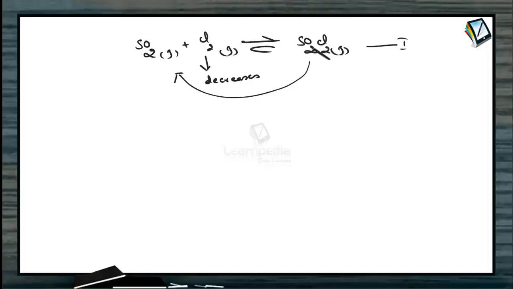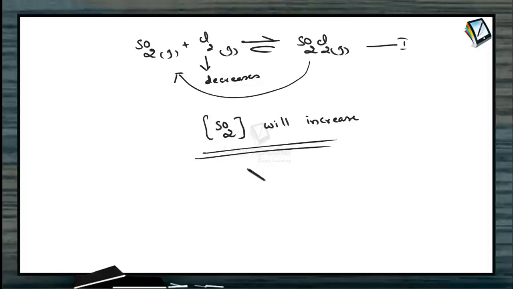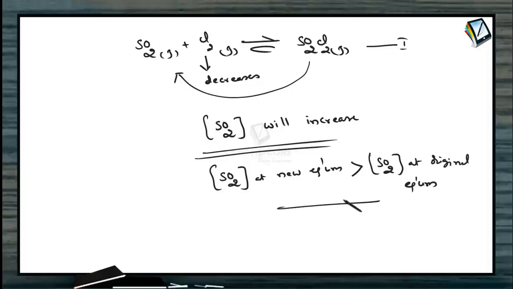Means what's happening? SO2Cl2 gas goes on decomposing to give more and more SO2. Therefore, as the backward direction reaction is favored, the concentration of sulfur dioxide will increase. That is, the concentration of SO2 at the new equilibrium is more than the concentration of SO2 at the original equilibrium, before carbon monoxide gas is pumped into the system. So thus, the concentration of SO2 will increase, becoming more than what it was at the initial state of equilibrium.